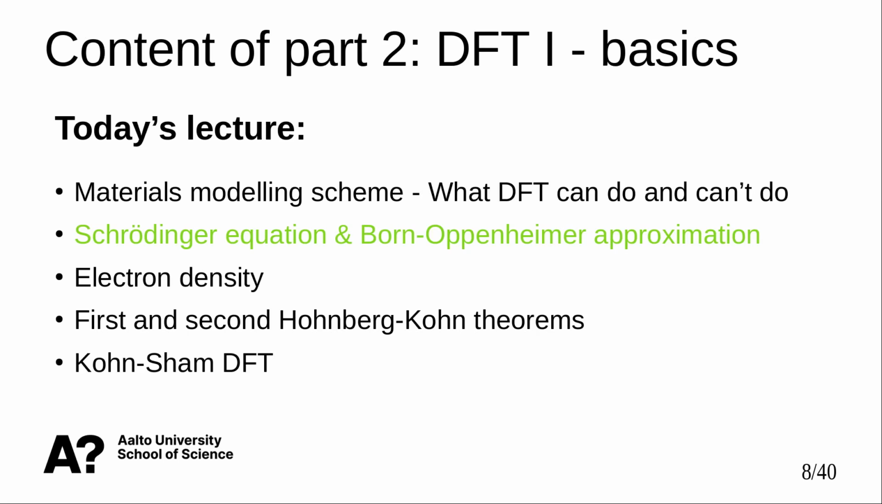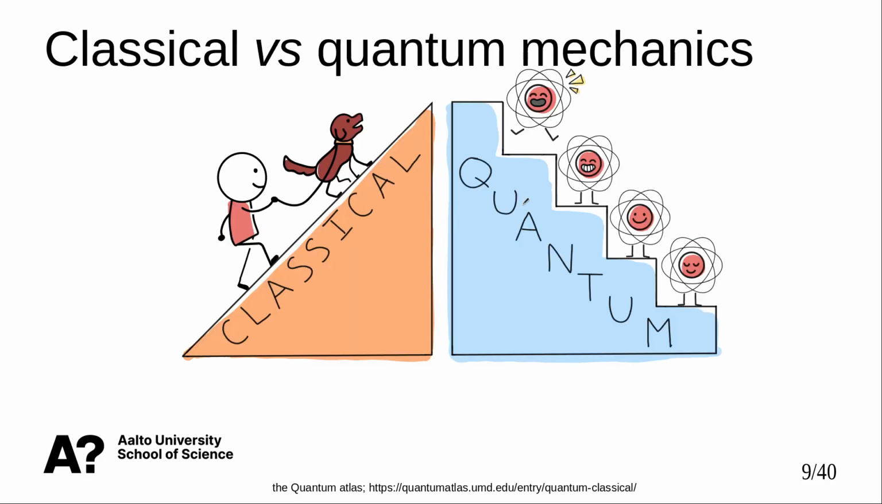Okay, welcome back everyone for the second part of the introduction to density functional theory, and we will now discuss the Schrödinger equation and the Born-Oppenheimer approximation, starting with a comparison of classical versus quantum mechanics.